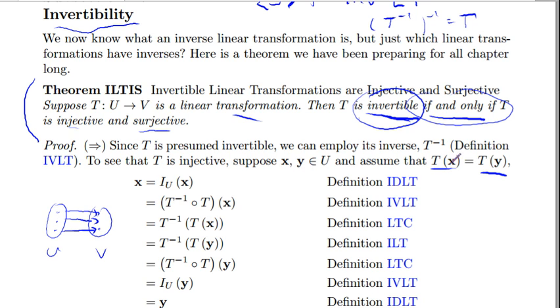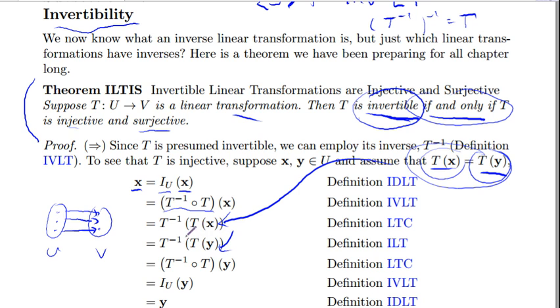Okay, so let's assume this. We're going to start out with x. x is the identity operating on x. That's the definition of identity. Let's write identity as T inverse composed with T. And let's reassociate that: T inverse composed with T acting on x is T inverse of T of x, but we have the assumption that T of x is equal to T of y. So I can replace T of x with T of y.